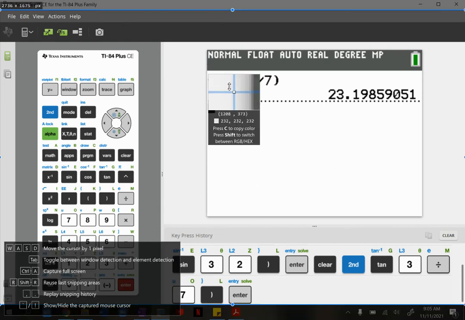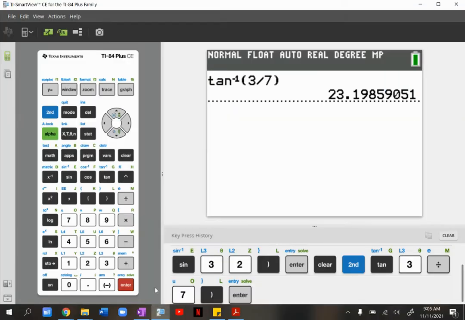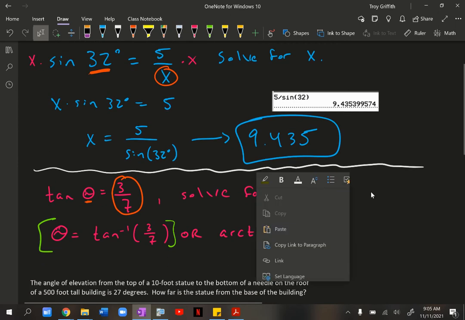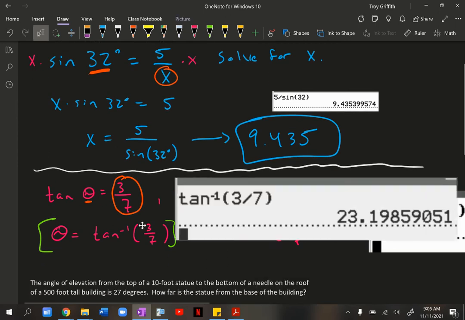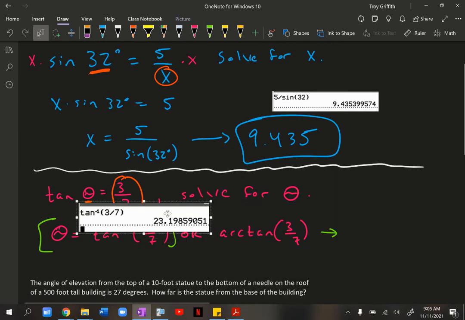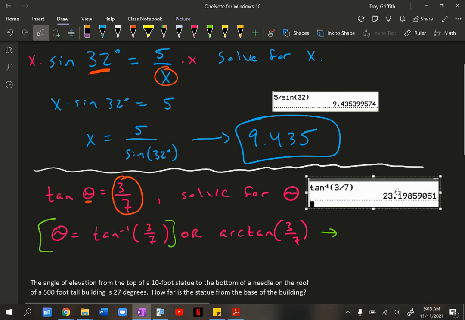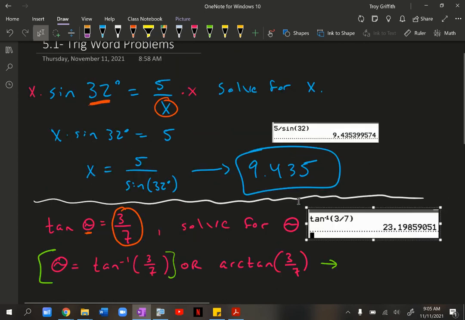Let's go ahead and copy this here. We'll put this into our presentation. You'll see underneath there a word problem. We'll get to that in just a moment. Okay, so let's write down this answer here.